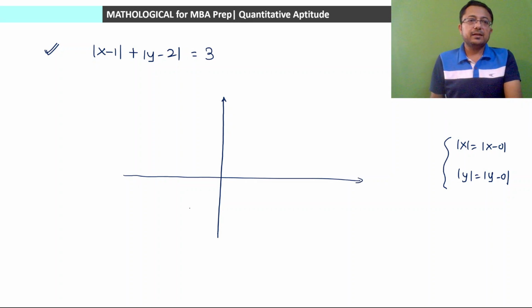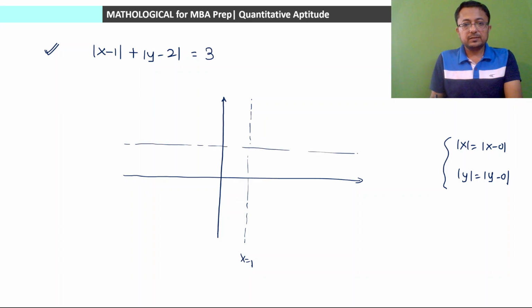We are taking the distance of x from 1, x equal to 1. This is our line x equal to 1. Similarly, we are taking distance of y from 2. This is our line y is equal to 2.